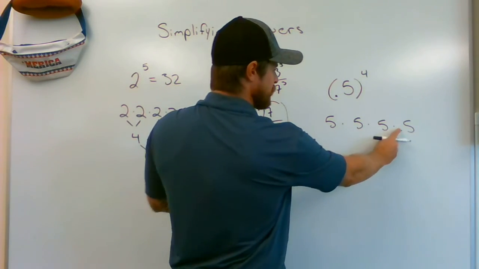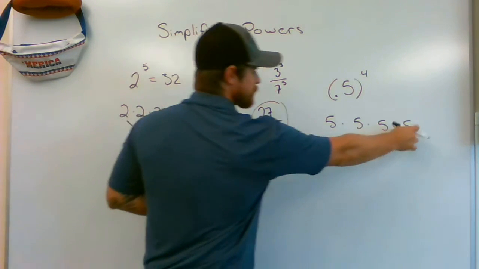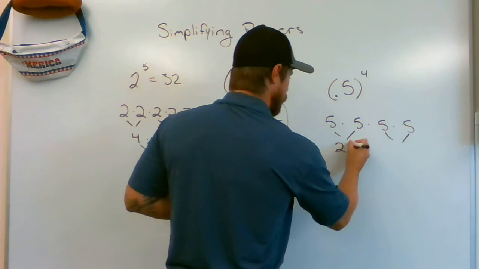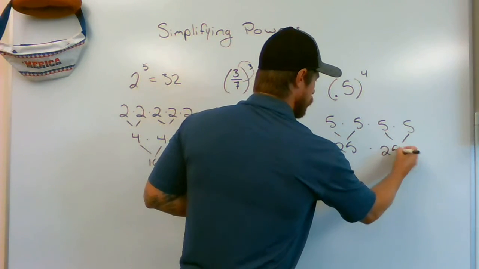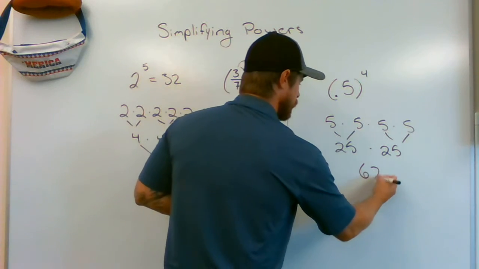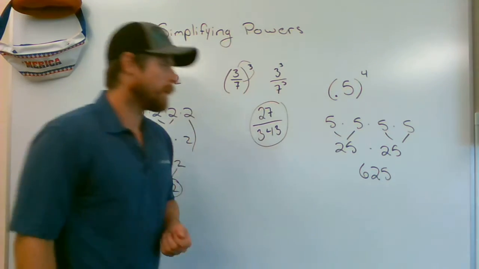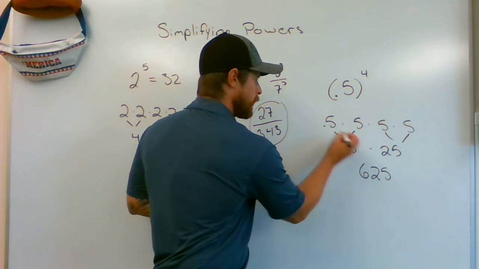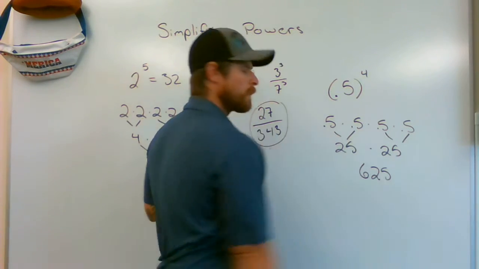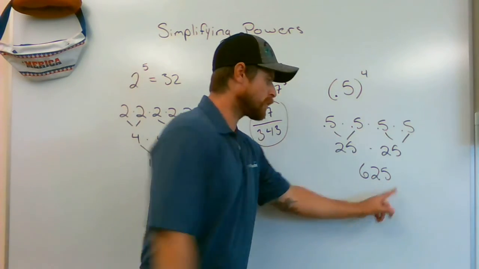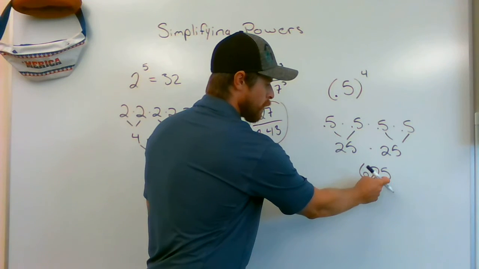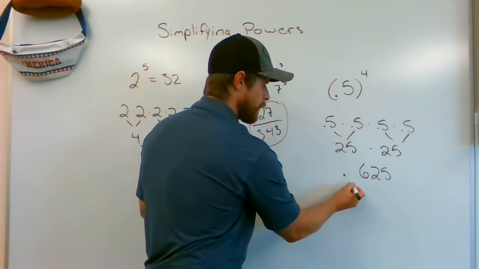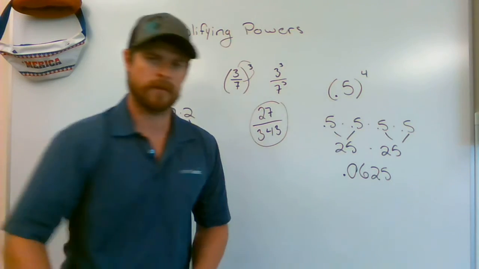I like to treat these as 5s. Ignore the fact that there were even decimals there. 5 times 5 times 5 times 5. I'm going to end up getting 25 times 25, which gives me a grand total of 625. But again, remember we had to move that decimal 1, 2, 3, 4 places. So if I'm talking 625, my decimal's right here. Move back 1, 2, 3, and an extra 1 for 4. In between there is going to be a 0.